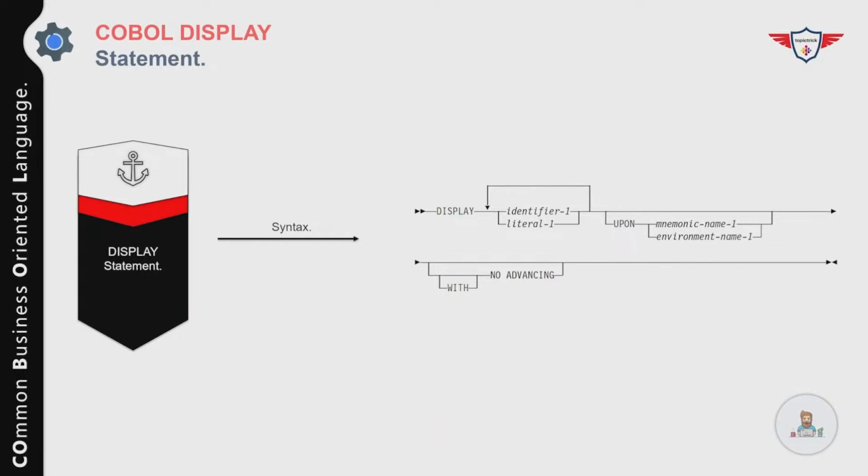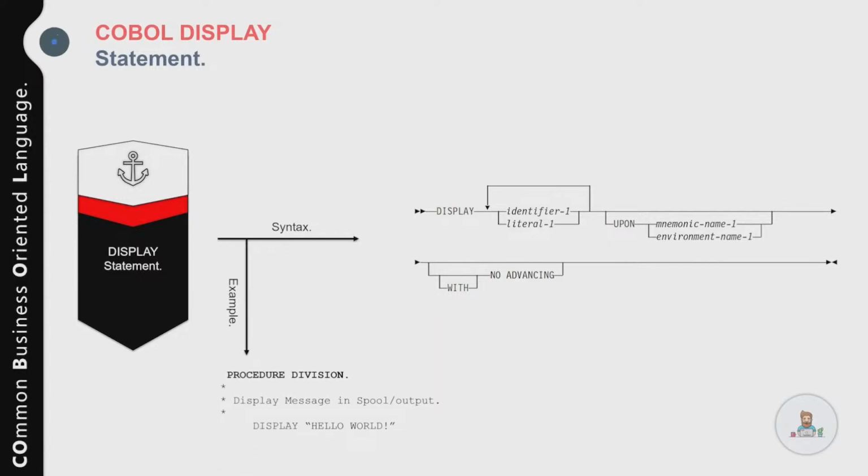So here's our example. We have a procedure division, and after that we have a message that we have displayed with the help of the DISPLAY statement. We have used DISPLAY followed by "hello world", in quotes. And when you run this particular program, it will print hello world in the spool.